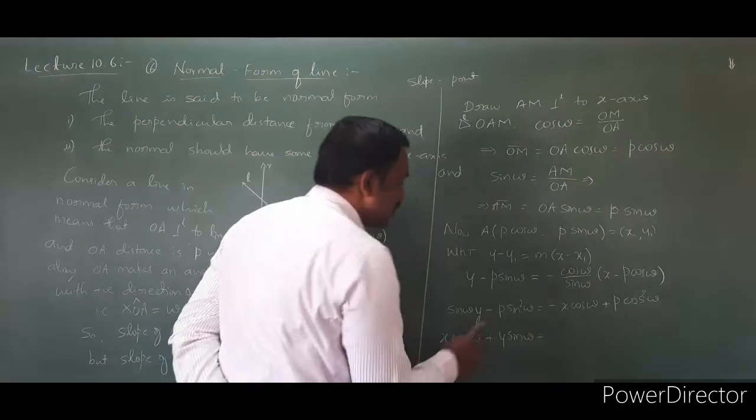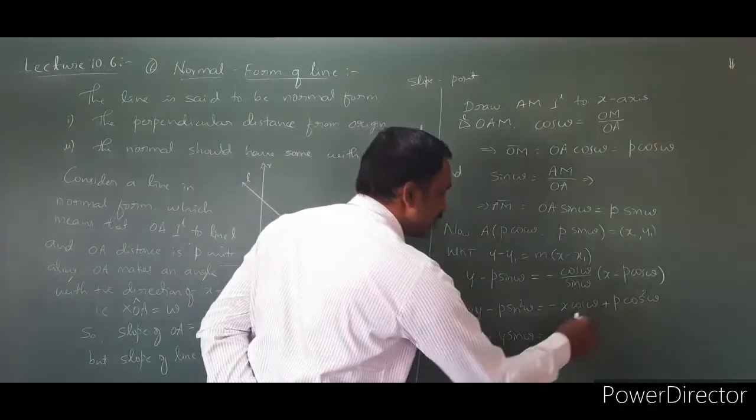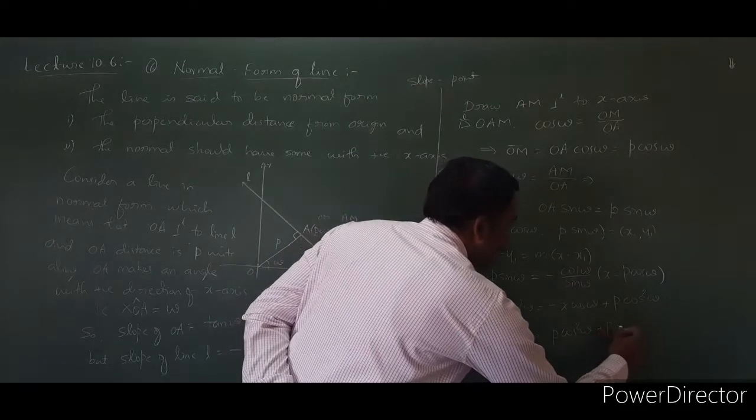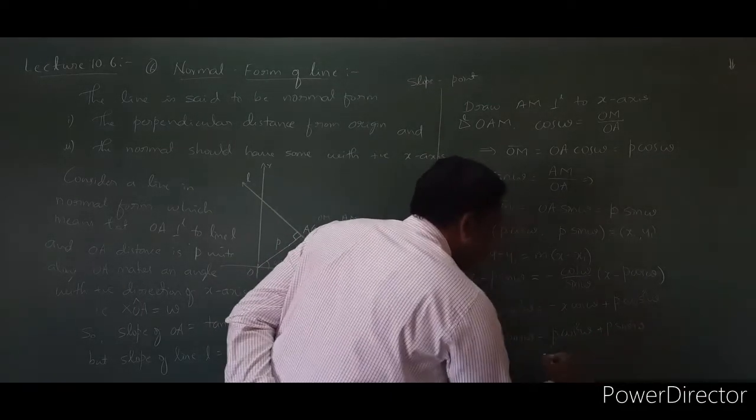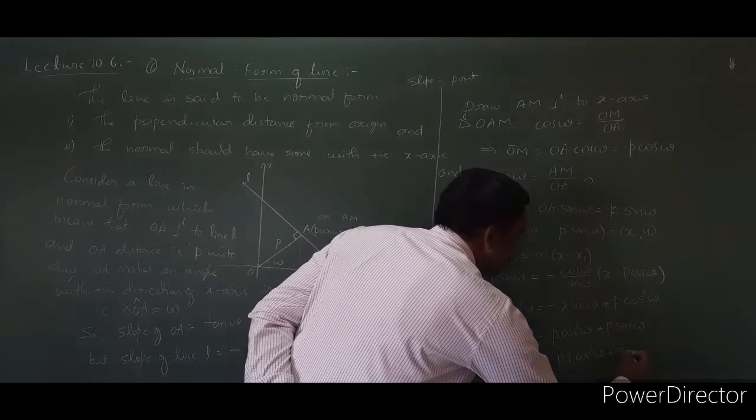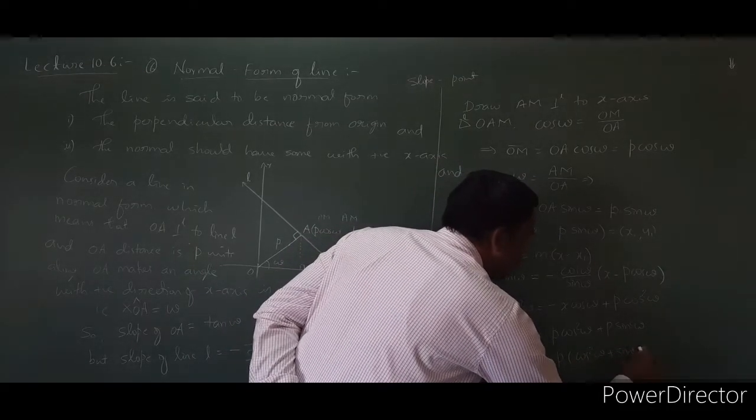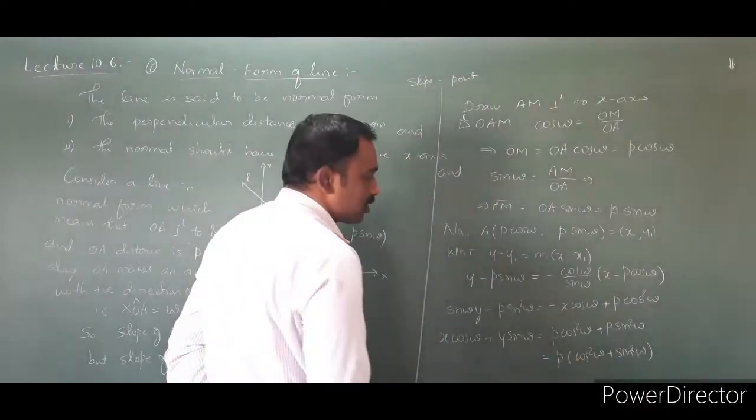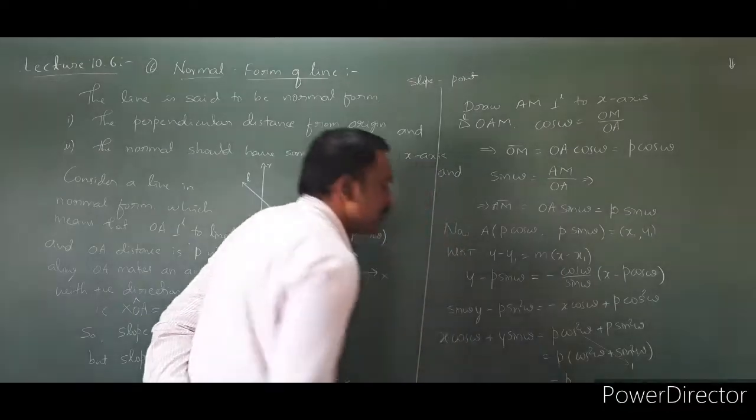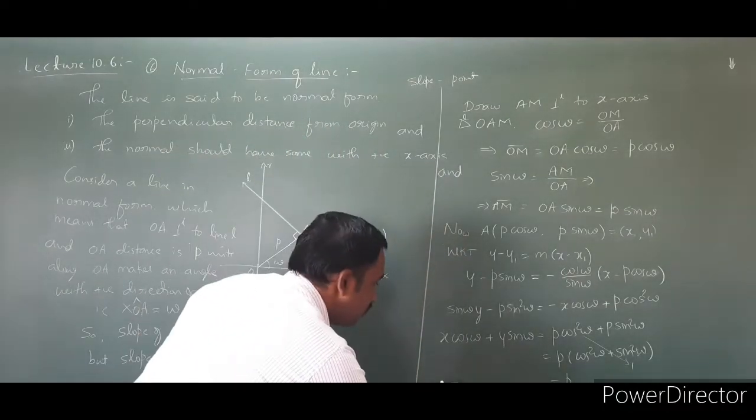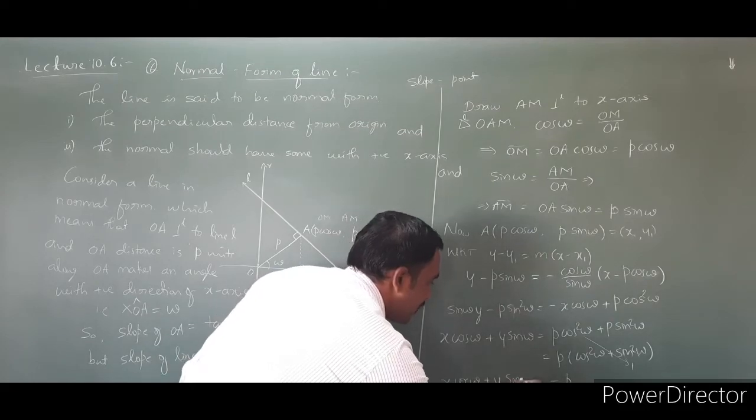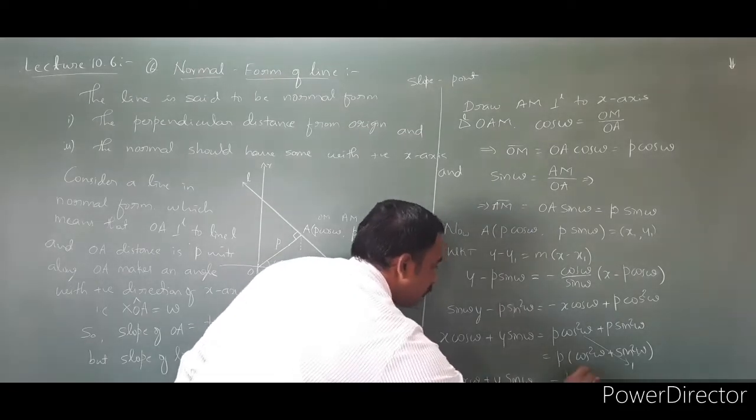x cos omega plus y sin of omega is equal to, shifting this negative quantity to the right-hand side, P cos square omega plus P sin square omega. Here P is common. How do we simplify? Cos square omega plus sin square omega: what is it? This value becomes 1. What is the remaining term on the right-hand side? P. Left-hand side x cos of omega plus y sin of omega is equal to P.